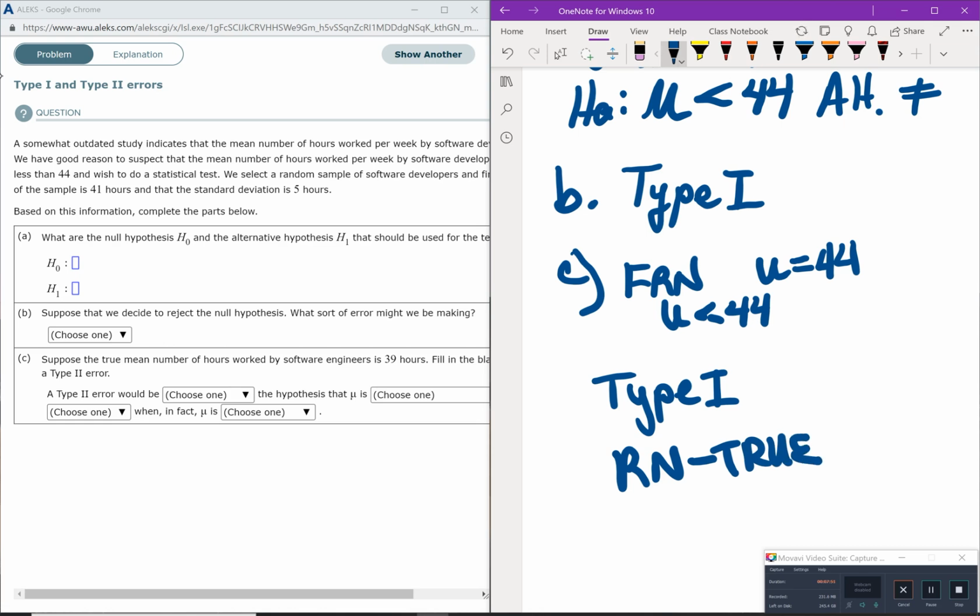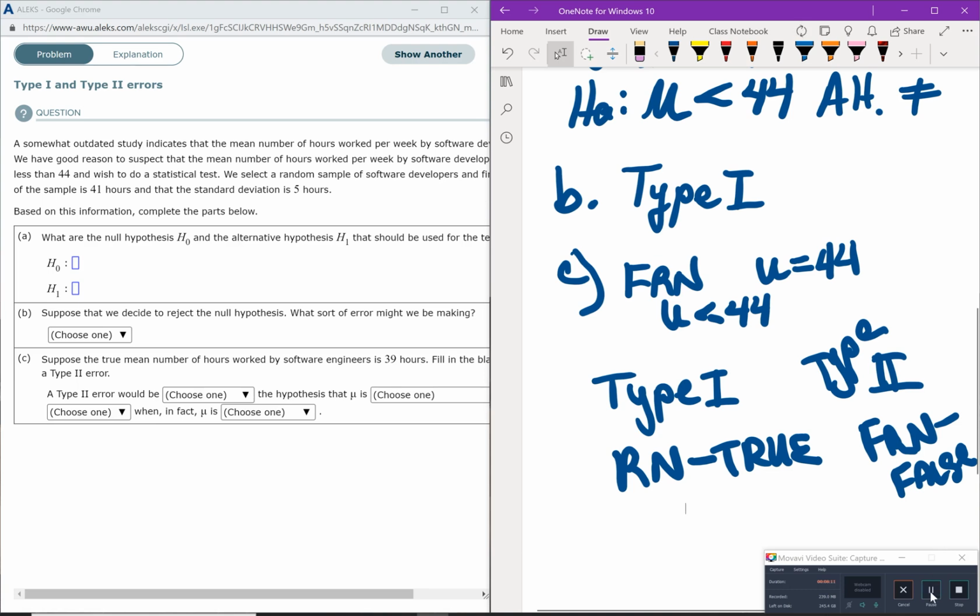A type 2 error is failing to reject a null when in fact the null is false. That's the simplest way I can state that. All right, so that's type 1, type 2 error. That's the first type of question you have.